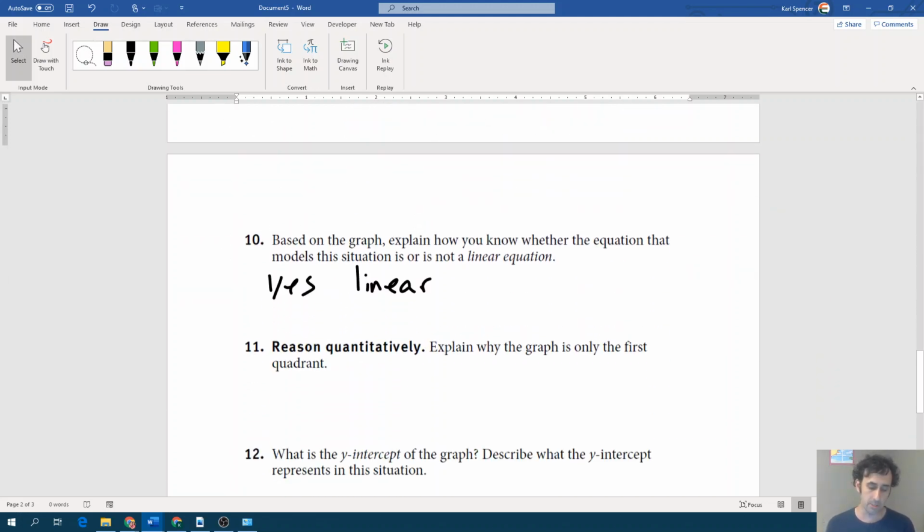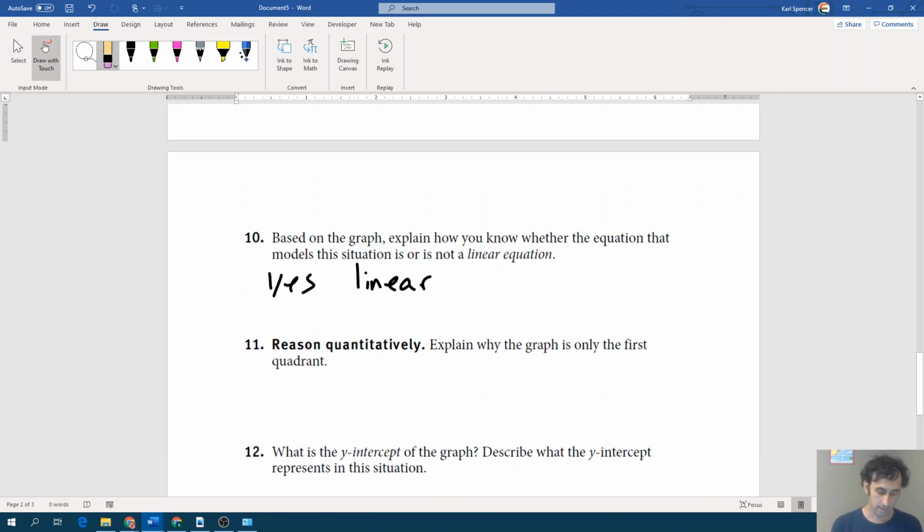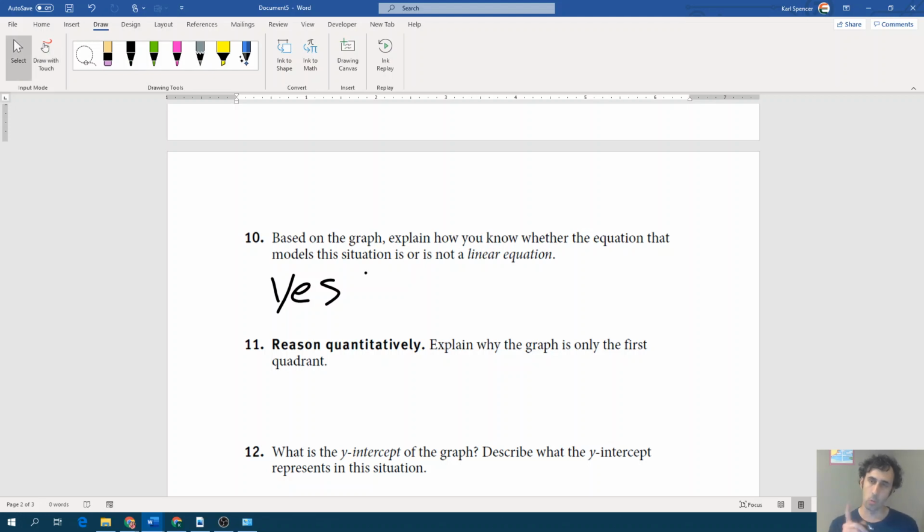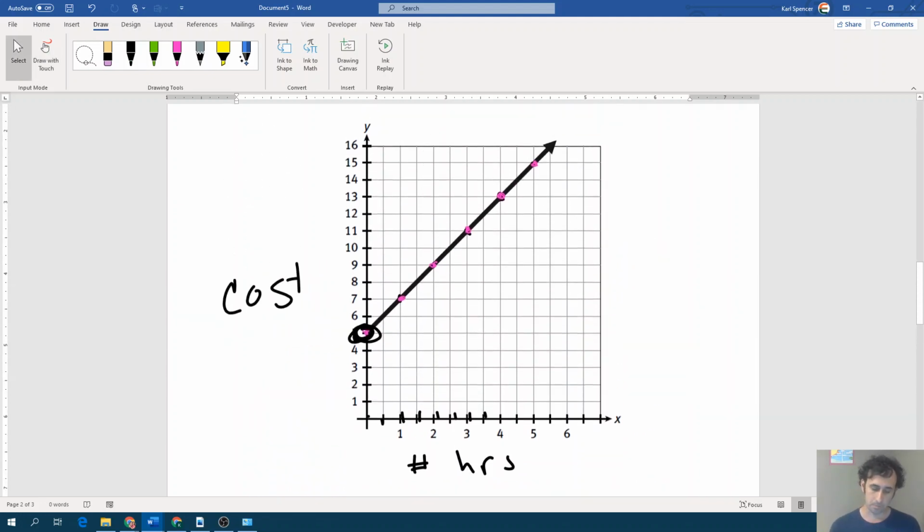So the question comes into, is that linear? And I spoiled the answer for us. Is that a linear equation? And the correct answer is yes, that is linear. But why is it linear? That's the better question. Do you know why it is linear?